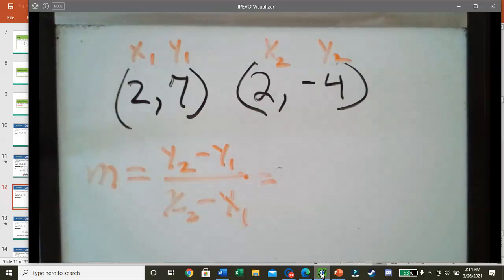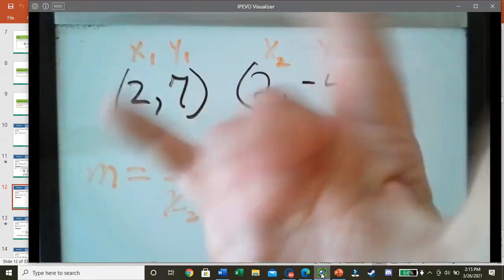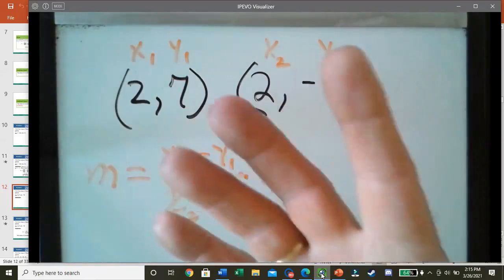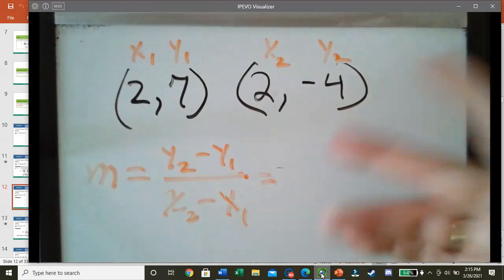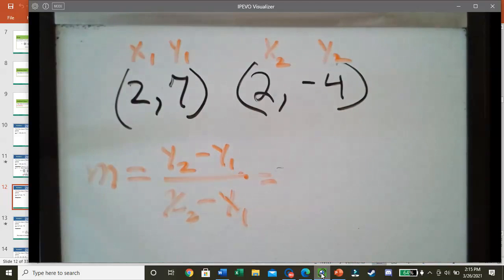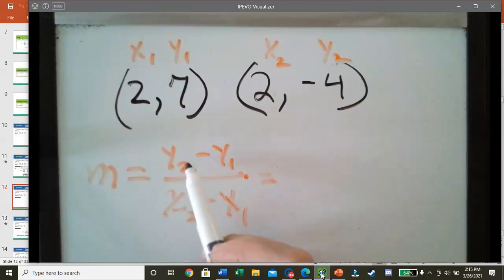Okay. Now, hold on. So it really doesn't matter which one's x1, y1, which one's x2. If you flipped it, that'd be fine. Only difference is the negative may end up being in the numerator instead of the denominator, but then you just put it in the middle anyways, and it's going to be the same then. Okay, good questions. All right, so y2.